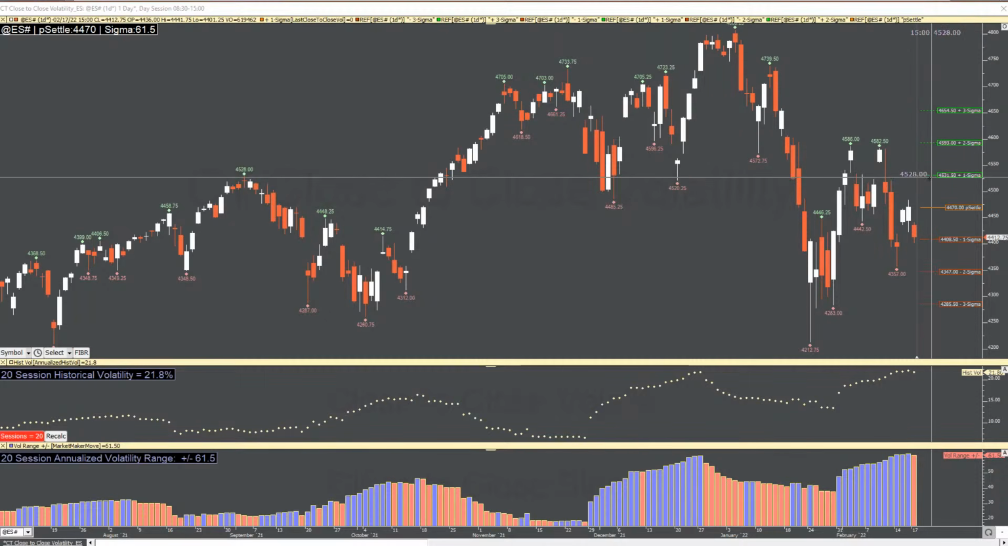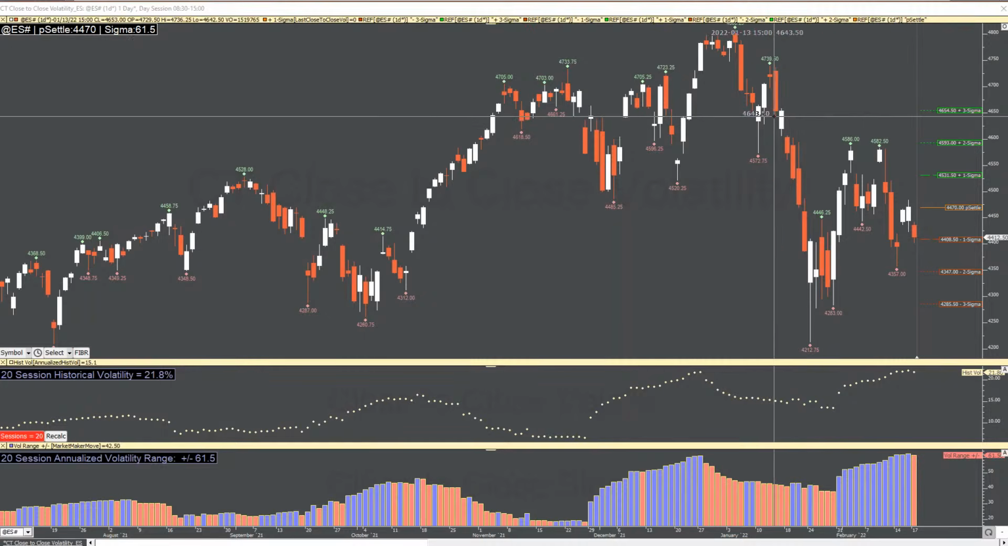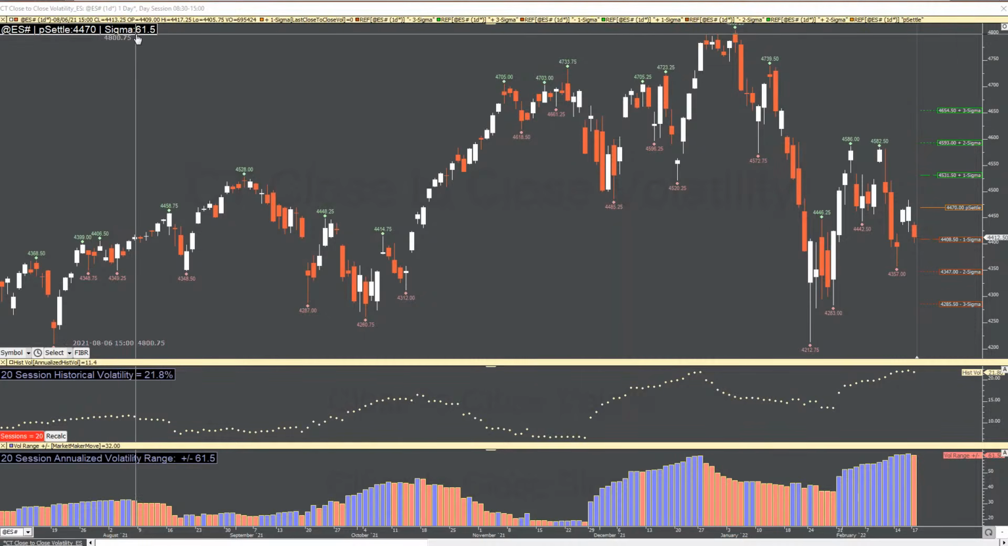And then what that does is it gives us the bands. The bands are based on the sigma. The sigma for today, looking back 20 sessions, is 61.5 points in the S&P 500, 61.5 points. And so we project 61.5 points from the settlement price or the closing price, 44.70 plus 61.5 is 45.31.5.